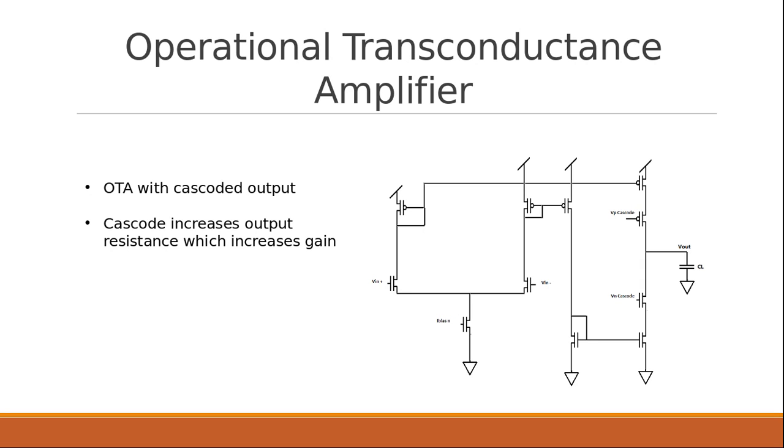So, right here is the basic template of what we made our circuit with. As you can see, it has the cascoded output with the purpose of increasing the output resistance, resulting in a higher output voltage and thus a higher gain. And on the left, you can see that that is similar to the differential amplifier that we've seen in class.